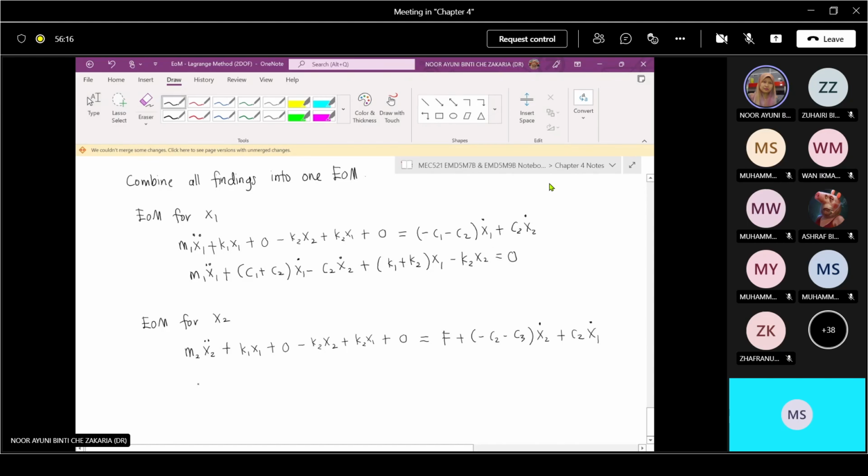So I'm arranging it again. Arrange the part that goes in here. F can stay on the right side, as usual. So I'm going to have M2 X2 double dot plus C2 C3 X2 dot minus C2 X1 and then plus K1 plus K2 with X1 minus K2 with X2 and then equal to F. So I have my equation of motion based on the Lagrange method.